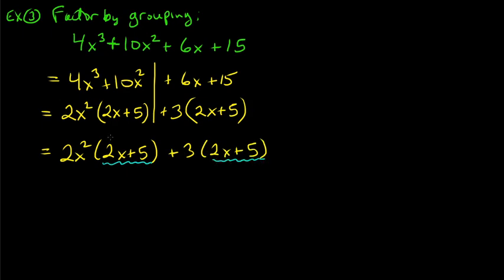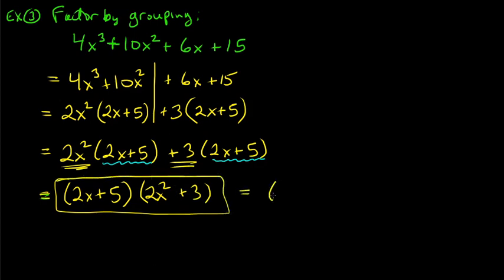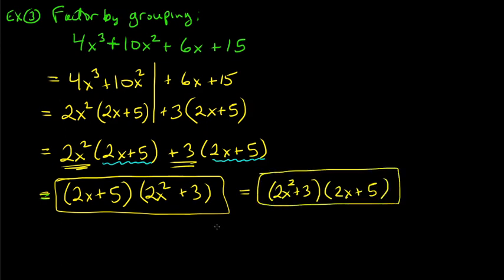It's our greatest common factor at this point. So we can factor out, to do that in yellow, the 2x plus 5, and that's going to multiply the 2x squared plus the 3. And we're done. Right? I don't know why you would have the 2x squared plus 3 first, and then the 2x plus 5 later, but that's okay too. So, getting the hang of it, we'll try one more.